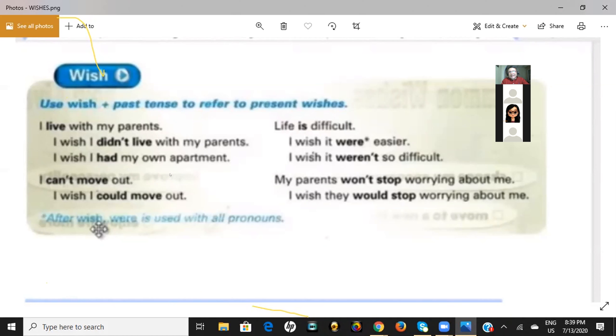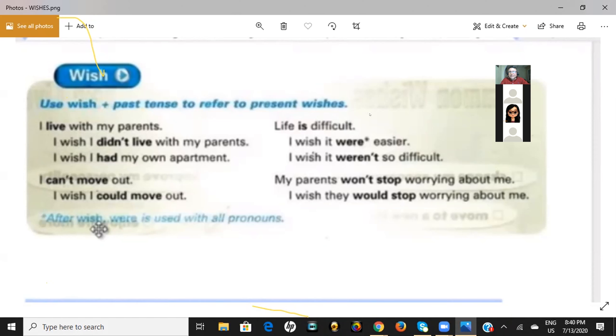So look at this one here. I can't move out. Imagine that you don't have a job and moving out of your house is not an option. So you said, I wish I could move out. How do you say that one in Spanish? Me gustaría, desearía. Desearía mudarme. So remember, I wish I could move out. Desearía poderme mover o mudarme. So we know that could is the past tense of can. So when we're expressing wishes, the complement always, always has to be in the simple past form.